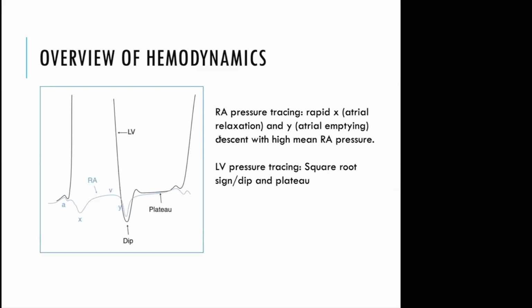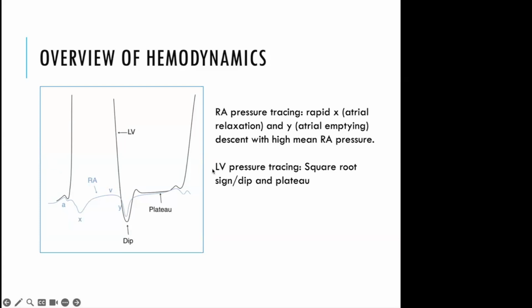We'll take a deeper dive into some of the hemodynamics by looking at some right and left heart cath tracings. Now, it's not echo yet, but understanding hemodynamics helps us understand what we're looking at during our echo assessment. The blue tracing is a right atrial pressure tracing, and black is a left ventricular tracing. For the RA pressure tracing, the A represents atrial contraction. The X is atrial relaxation with pulling of the tricuspid annulus down during ventricular systole. The V is atrial filling during ventricular systole, and the Y is atrial emptying.